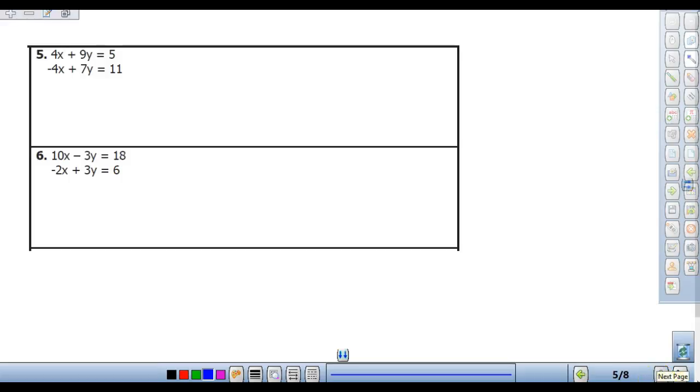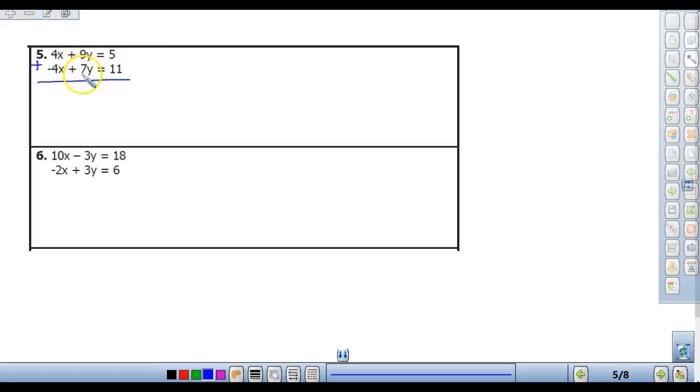Flip the page. Let's look at number 5. Are my equations lined up? Yep. Do I have common coefficients? No, I don't, but are they kind of close? Yeah, I've got a 4 and a negative 4, right? Is there a way to cancel out 4 and a negative 4? By adding them. So this time, instead of subtracting my equations, I'm going to add together my equations, because 4x plus a negative 4x gives me 0, so that cancels out.